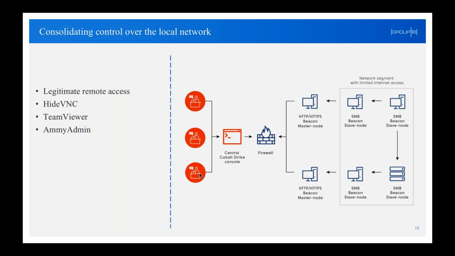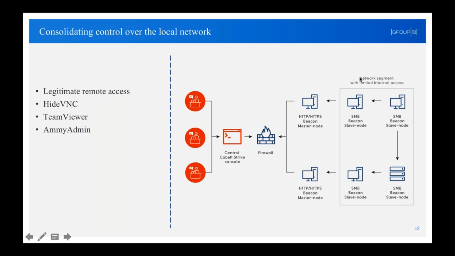All right, so now that criminals had appropriate access to the systems they require, let's look at how they consolidated control over the local network. Again, in all the cases that we analyzed, the cybercriminal group used legitimate tools, legitimate remote access tools. In the cases that we identified, TeamViewer, AMMYY Admin, etc., but anything can be utilized. They launched a beacon version of Cobalt Strike onto a host with access to the internet. Those were typically the initially infected endpoints within the network.